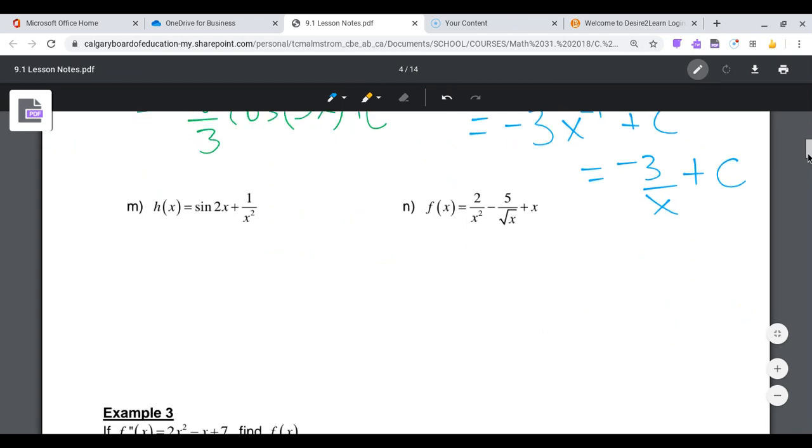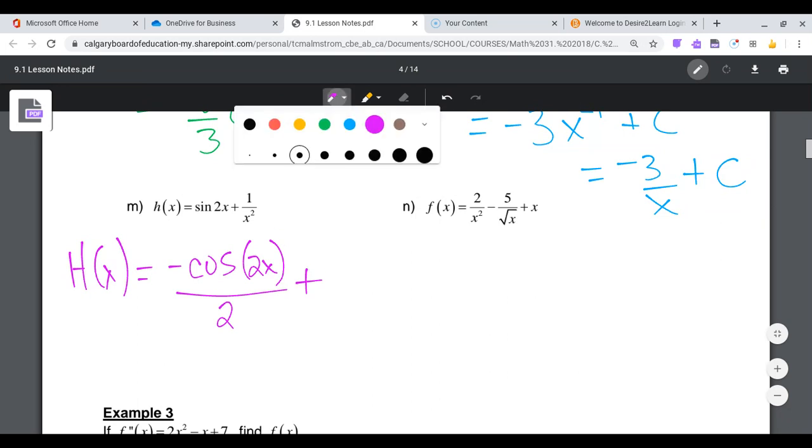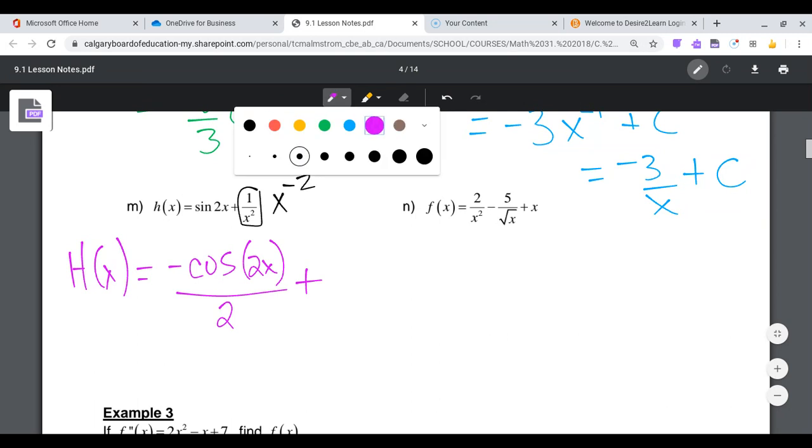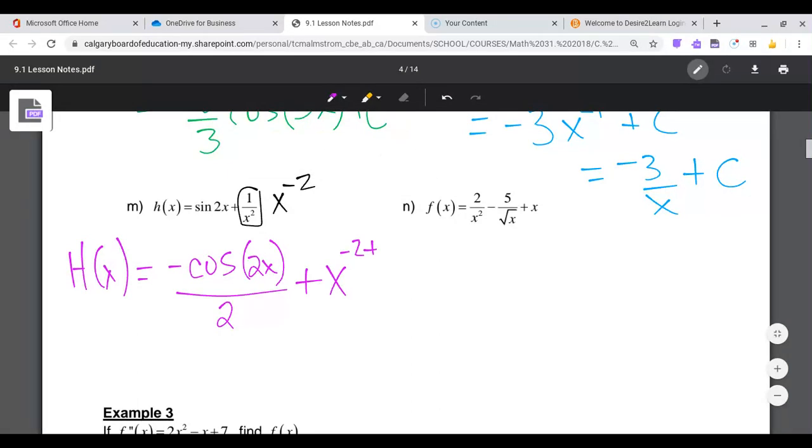Okay, h of x. I'm going to go purple. H of x is equal to, what is the antiderivative of sine? It is negative cos of the argument divided by the coefficient on x, which is 2. That's your k, plus, we have another one of these guys. We might want to write that as x to the negative 2 so that it's easier to add. So we have x to the negative 2 plus 1, all divided by that new exponent, which is negative 1, plus c.